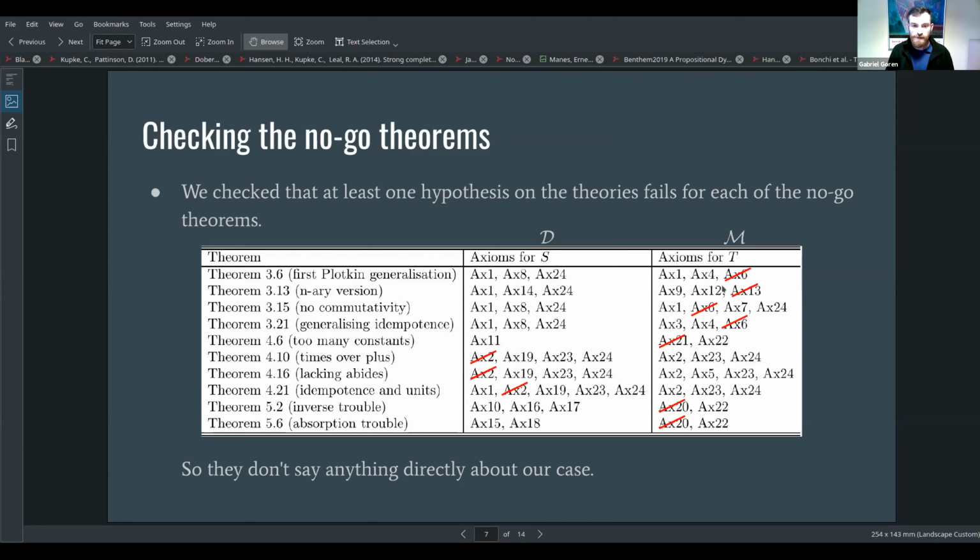So here you have a table that we took out of the paper that we've been looking at, and I've crossed out some of the axioms that fail for a particular choice of functors. So this is showing us that these no-go theorems don't say anything directly about our particular case.